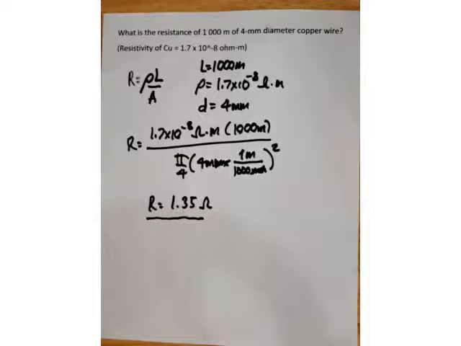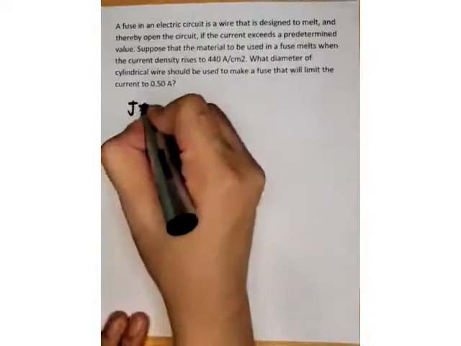Okay. So let's have another one. So ito yung question. So a fuse in an electric circuit is a wire that is designed to melt and thereby open the circuit. If the current exceeds a predetermined value, suppose that the material to be used in a fuse melts when the current density rises to 440 ampere per cm squared. So that's our current density. Now 440 ampere per cm squared.